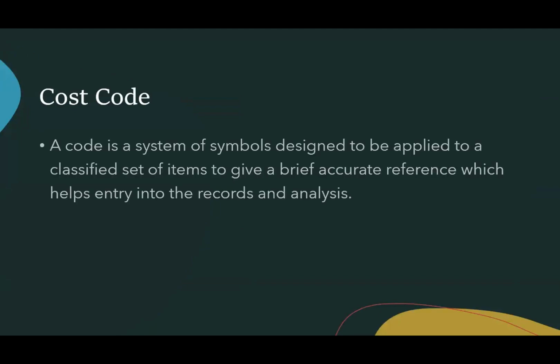Now, you have cost code. When you're talking about costing, they are given a code. A code is a system of symbols designed to be applied to a classified set of items, so that you have a brief, accurate reference which will help you in recording and analyzing. So a cost code is a code used in the costing system.